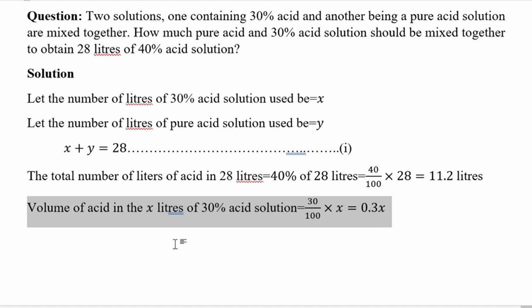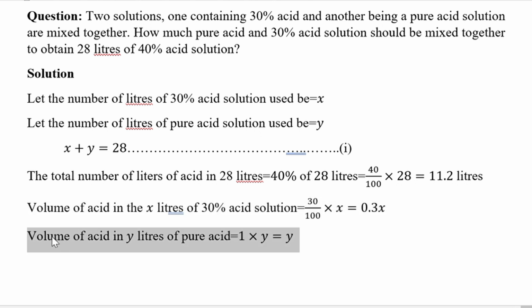Then the volume of acid in these X liters will be 30%, because we are told this solution consists of 30% acid. So 30% of this number of liters we have used will be equal to 30 over 100 times X, giving us 0.3X. As for this one, we are told it is pure acid, meaning it's a 100% acid solution. So that's why we are saying the volume of acid in Y liters of pure acid will be equal to 1 times Y, giving us Y.